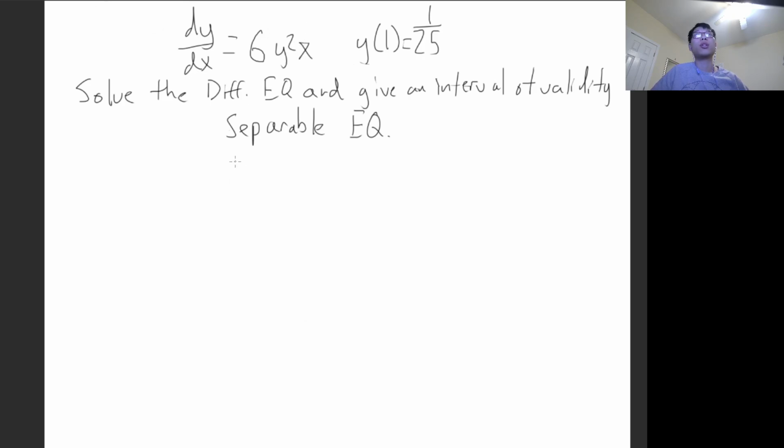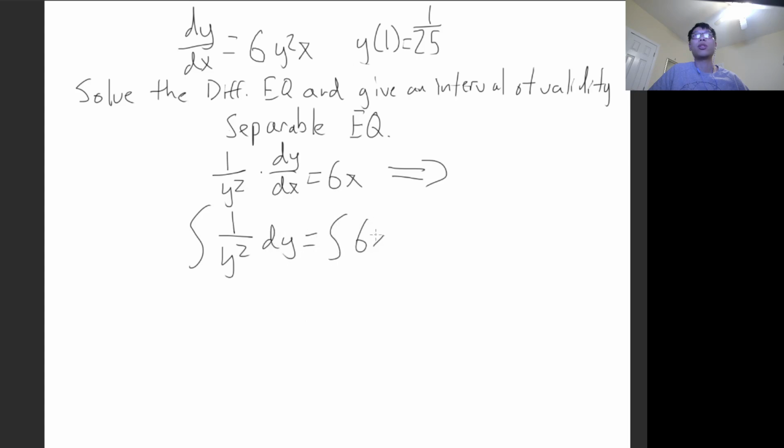We just divide over this y squared. So we get 1 over y squared times dy/dx equals 6x. Okay. So now that we have the function of y isolated and the function of x isolated, we can integrate both sides. So this gives us the integral of 1 over y squared dy equals the integral of 6x dx.